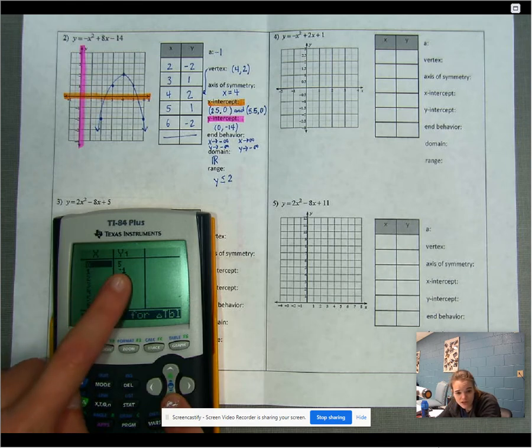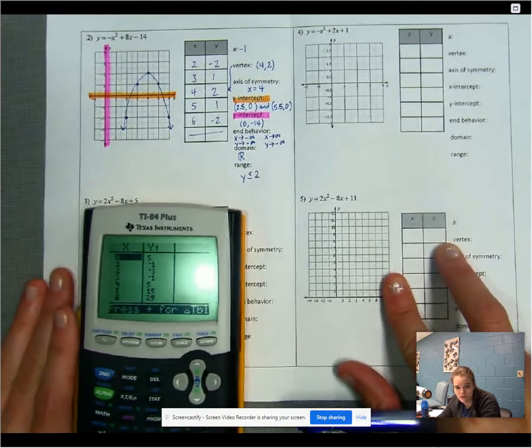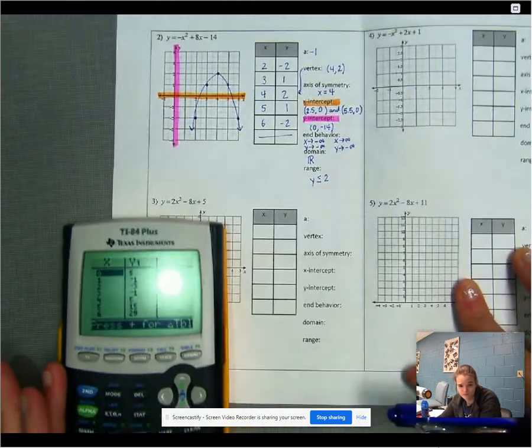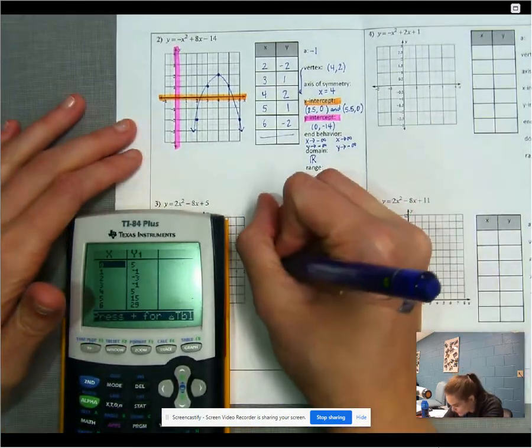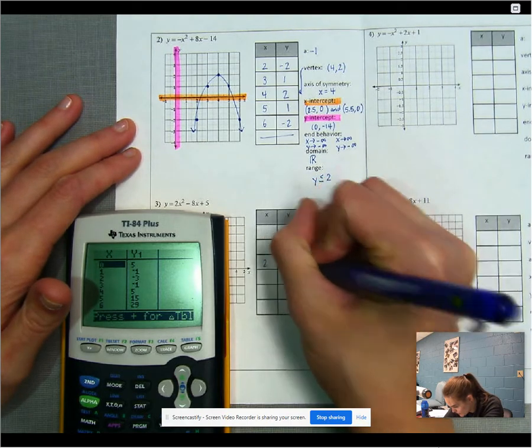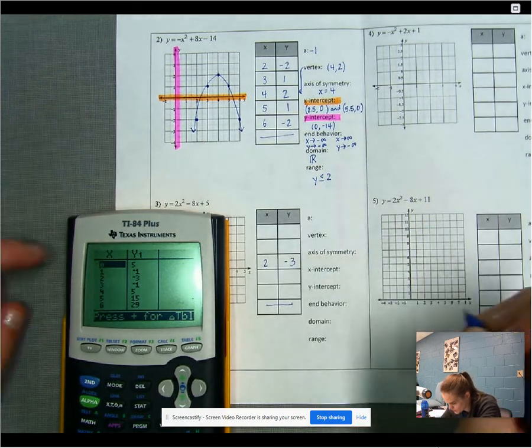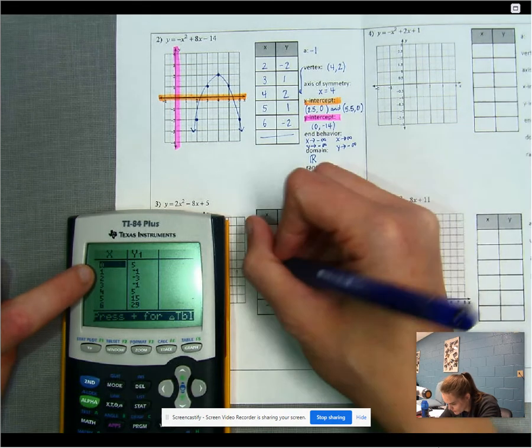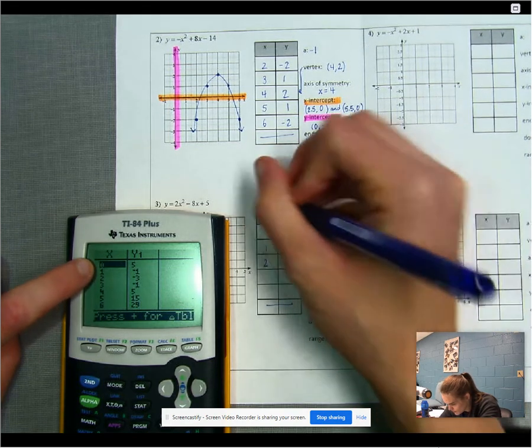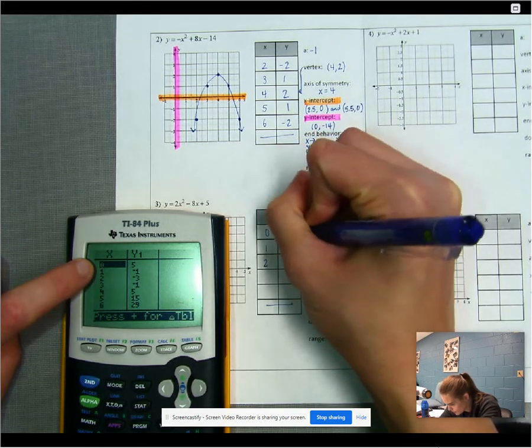So the vertex is 2, negative 3. We put that in the center. 2, negative 3. We're going to cross out this bottom one. I should get rid of those. I just forget to every year. And the one above that is 1, negative 1, 0, 5. There's our y-intercept that time.